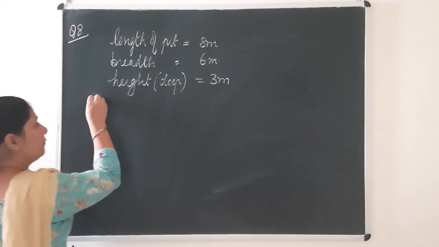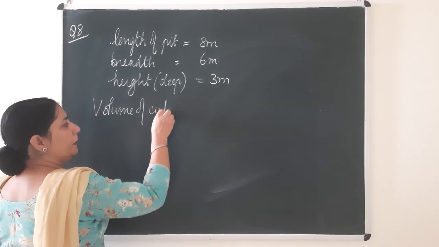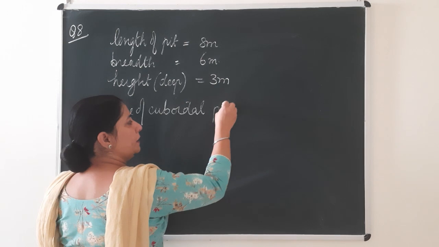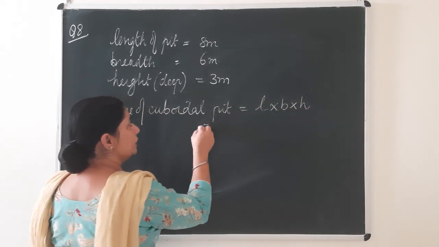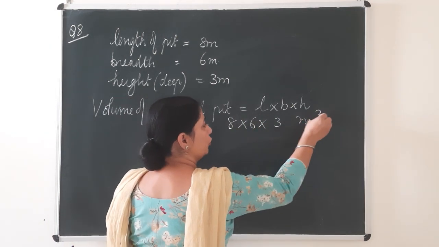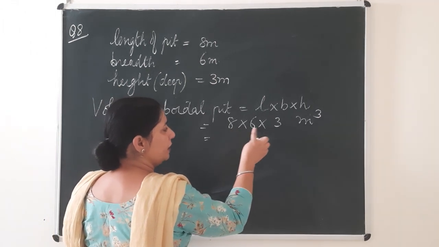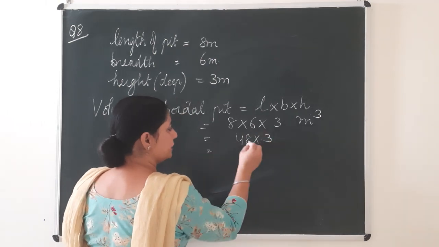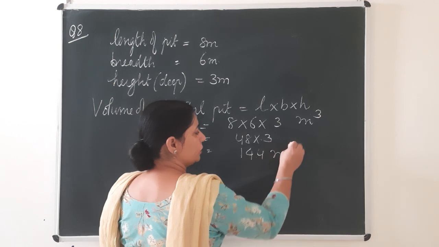So first of all we will find the volume of the pit. The volume of the cuboidal pit, cuboidal means it is in the shape of a cuboid, is equal to length multiplied by breadth into height. So that is equal to, beta, 8 into 6 into 3 meter cube. Now multiply all three. 8 6s are 48, and when you multiply 48 with 3, you get 8 3s are 24, 2 carry, and this is 144 meter cube.